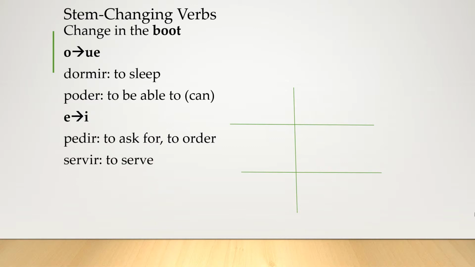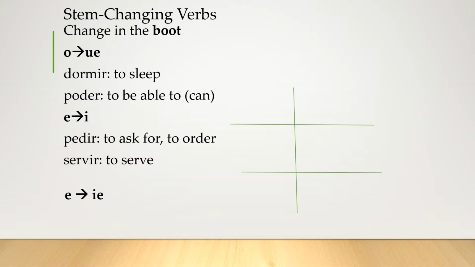These verbs will change E to I. Pedir and servir, to ask for or to order. We've seen this one before. And servir, to serve. That should come pretty naturally since it is a cognate. Lastly, we have E to IE. So there's three different ways stems can change: O to UE, E to I, E to IE.